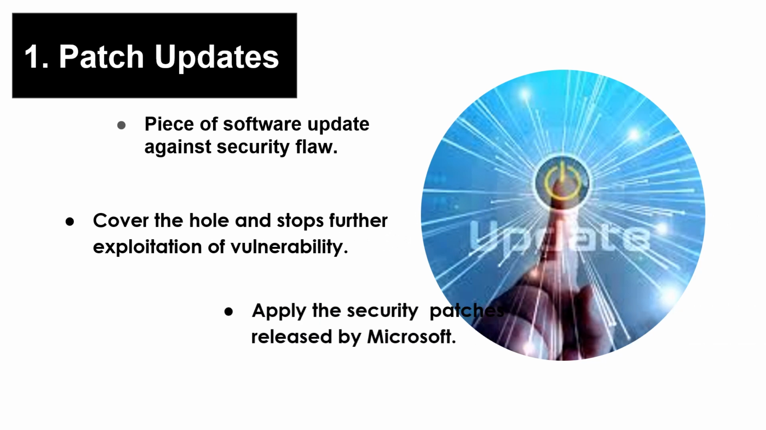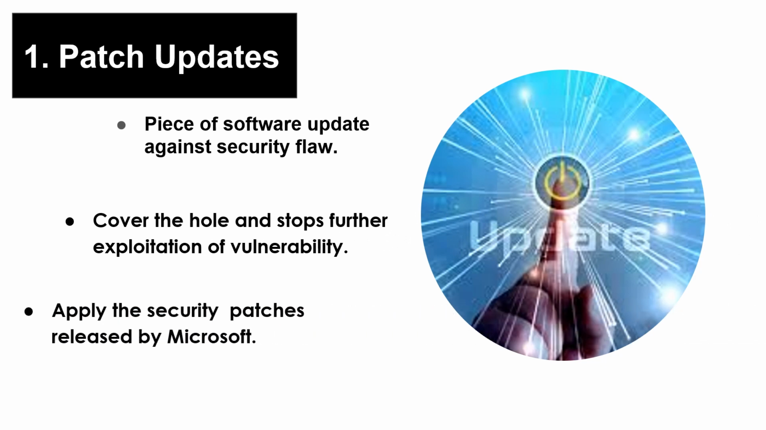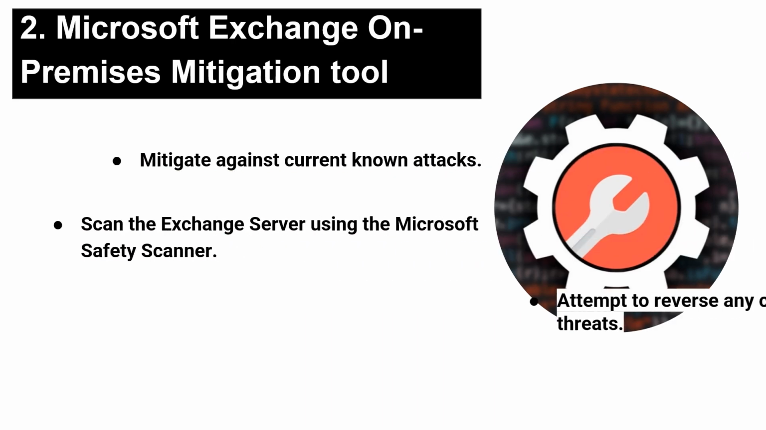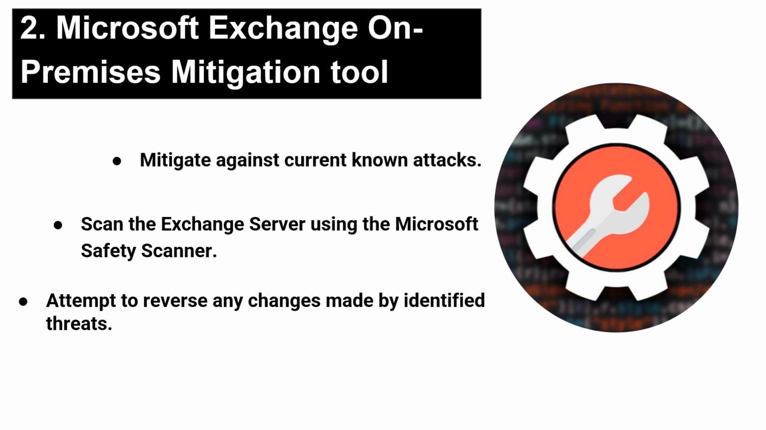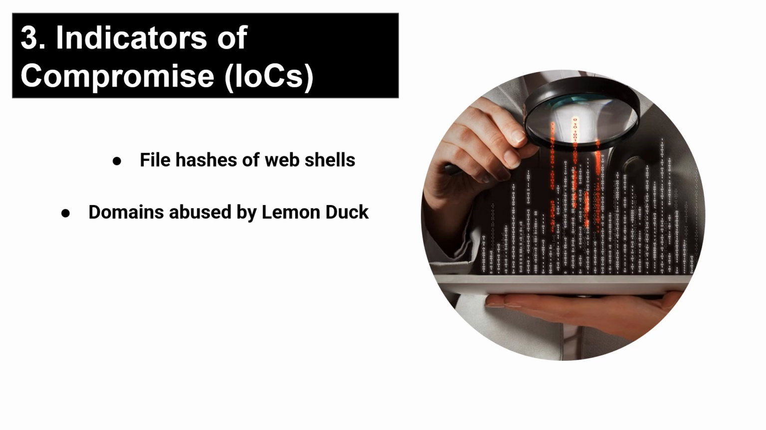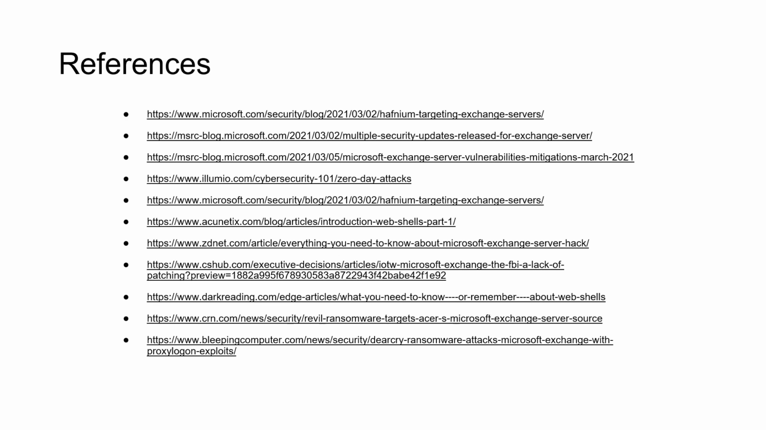Microsoft released security patches to stop any further exploitation of the Exchange servers. Microsoft also released a one-click Exchange on-premises mitigation tool to help organizations with the security updates. Microsoft also released a detailed list of indicators of compromise to help organizations identify if they have been hacked. These included file hashes of multiple web shells and domains abused by LemonDuck's malware. Following these countermeasures and good cyber hygiene, organizations can keep themselves secure from such cyber attacks.